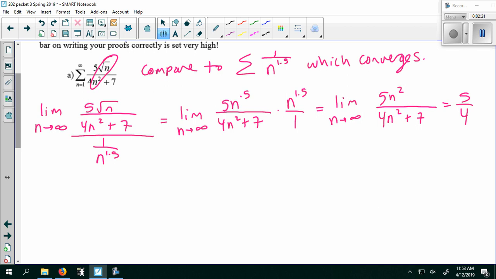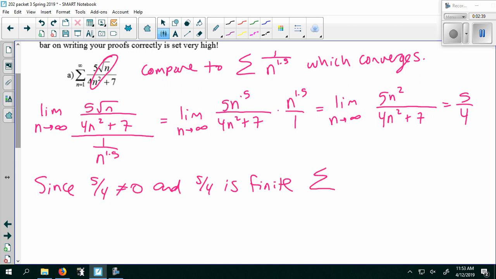So since 5/4 is non-zero, and 5/4 is not infinity, my sum has the same behavior as the comparison sum. So the sum from n equals 1 to infinity, 5 root n over 4n squared plus 7 also converges.